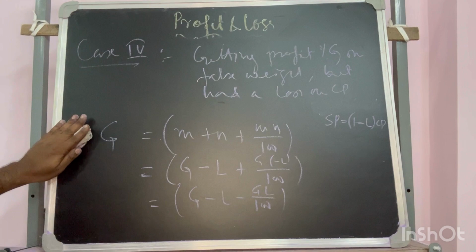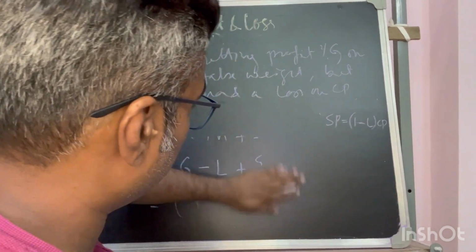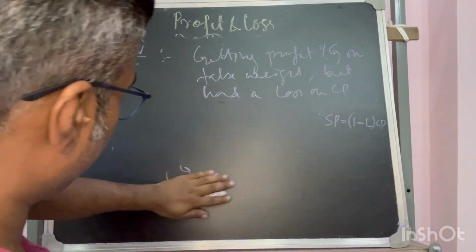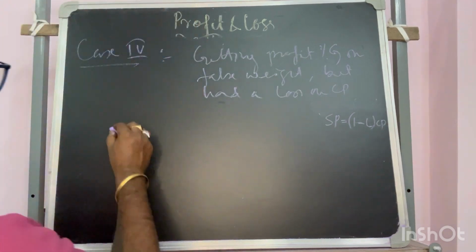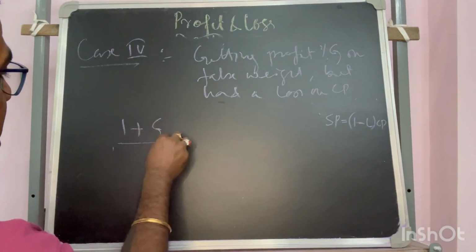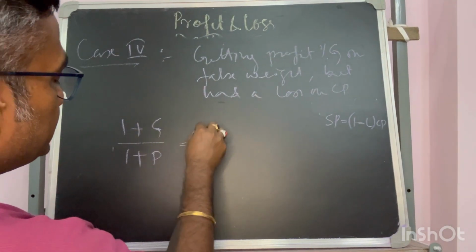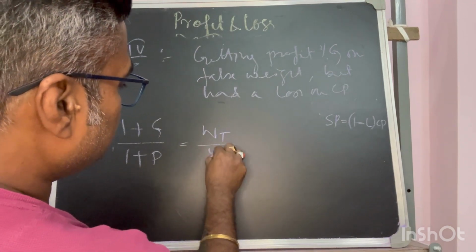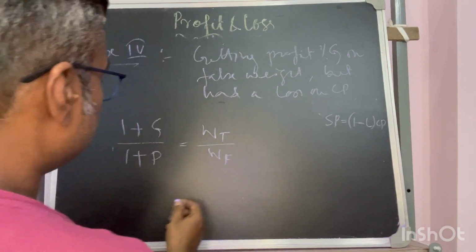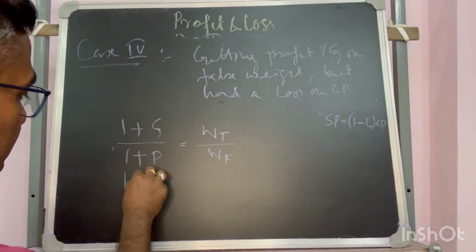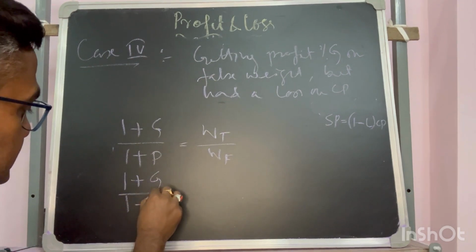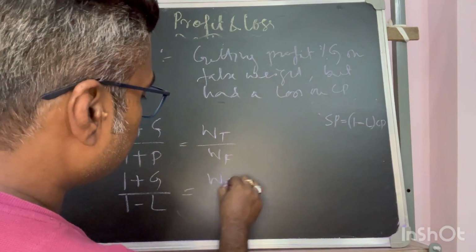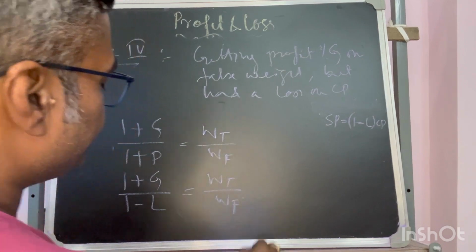If I use the analytic formula, that also can be used there. Because 1 plus G, 1 plus P is WT by WF. So in case of P, I will write it as 1 minus L. Everything will be the same.